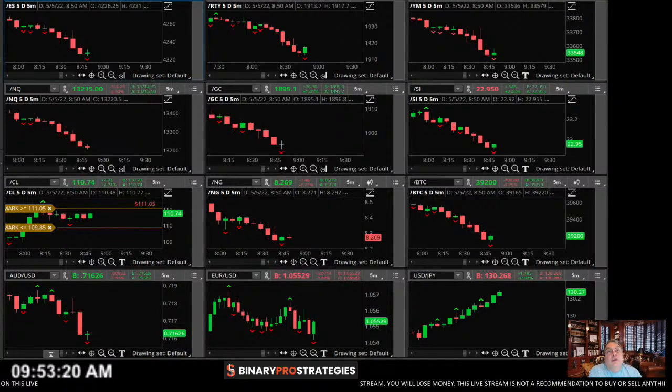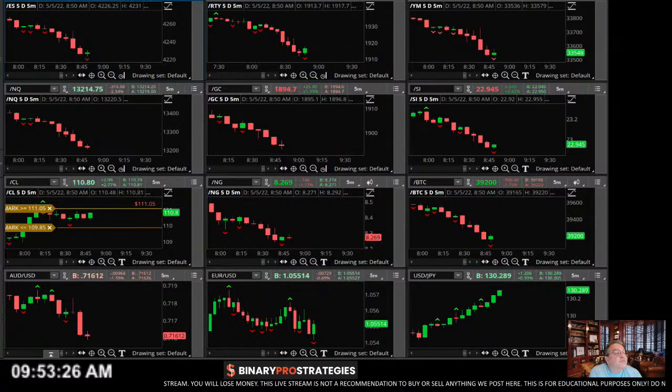I have a Euro Yen that I put on last night. I just had one HF. And we also have a sell on the gold. So the gold came in short. Euro Yen came in as a buy.